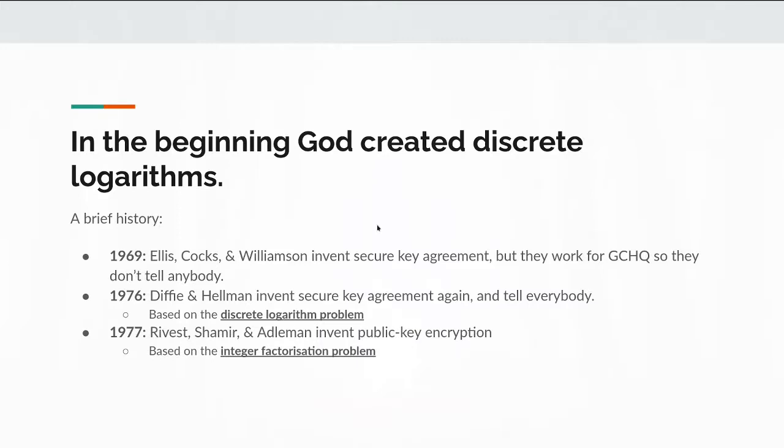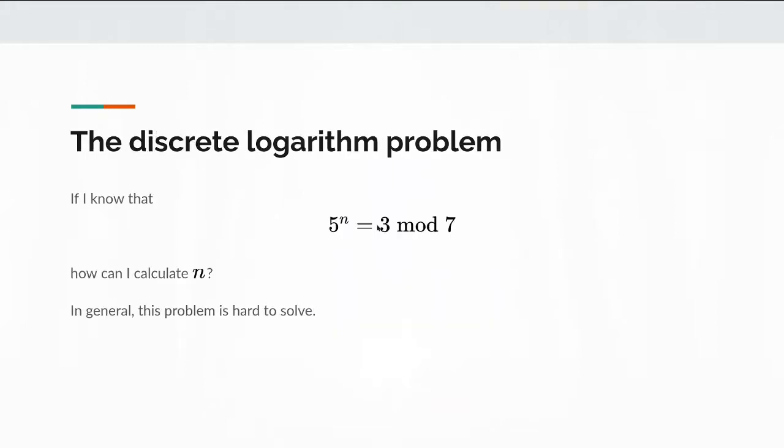The next year, a trio, Rivest, Shamir, and Adleman invented public key encryption based on a related problem, the integer factorization problem. This is how the discrete logarithm problem works. We say 5 to the power of n equals 3 mod 7. And the question is, how do we calculate n? Now, it turns out this problem is actually very difficult to solve.